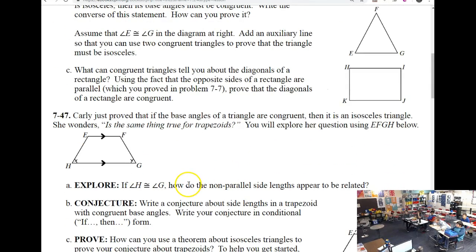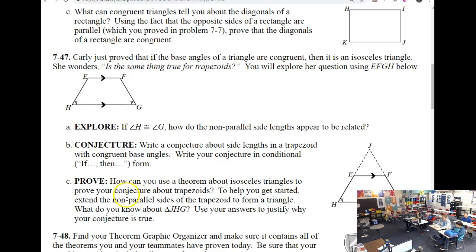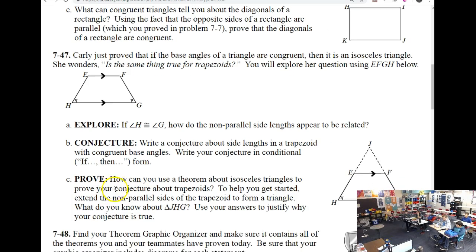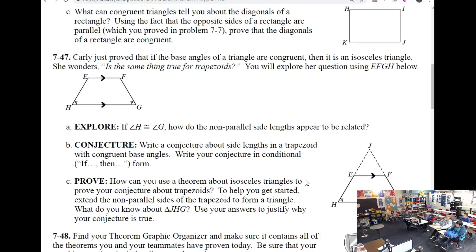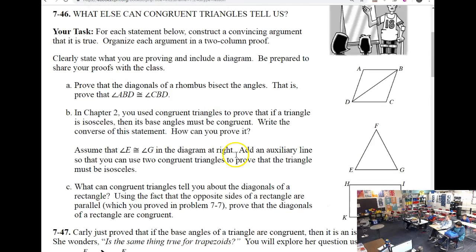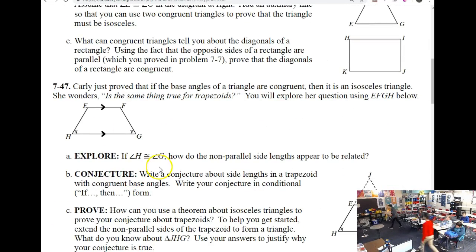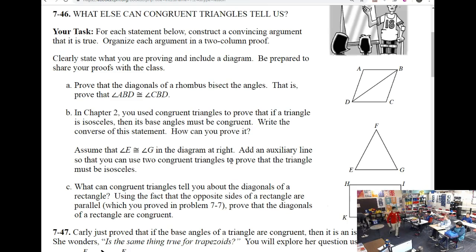Then 47, an idea to explore, a conjecture, which is something we want to test, right? And then something to prove. Then, if you're nice, I'll give you a theorem graphic organizer that's all filled out. So really, we have 4 tasks today: Task A, B, C, and 47. That's it. I assume that will probably take us half of class, and then we can dive into practice work. So right now, just with your teams, you're on your own.